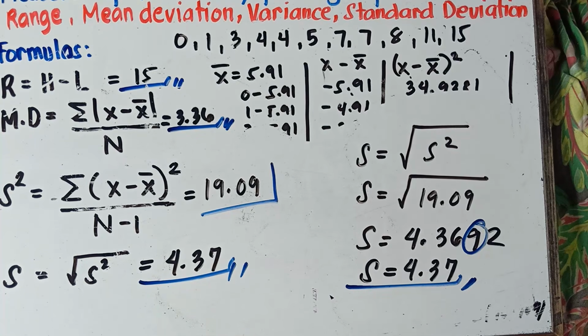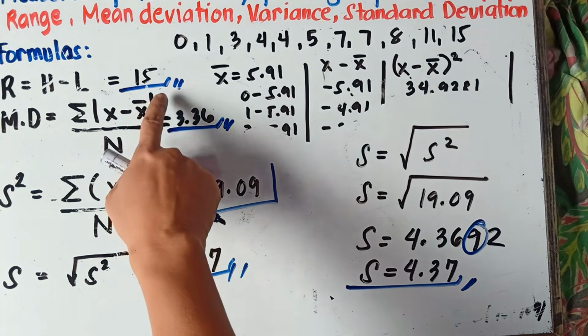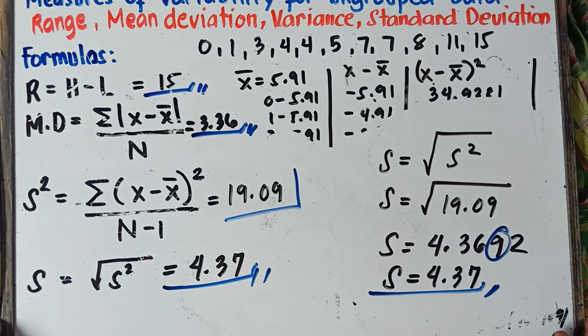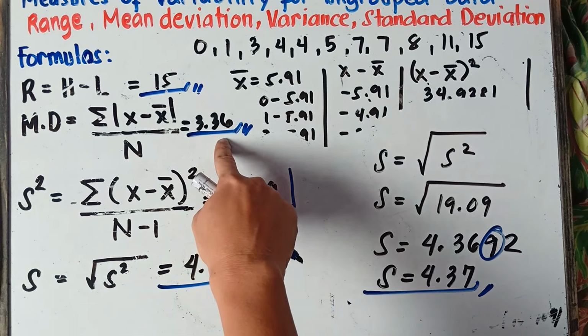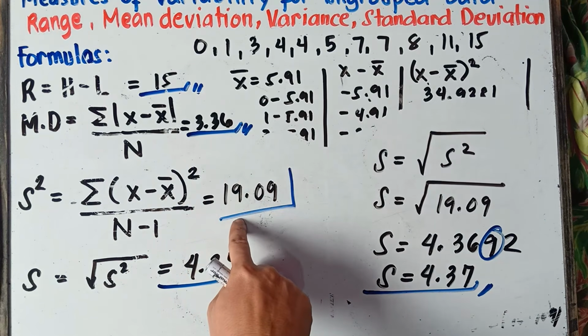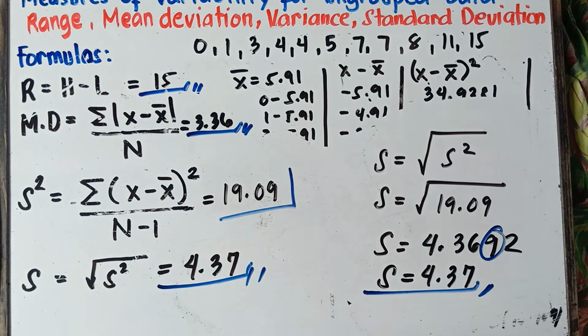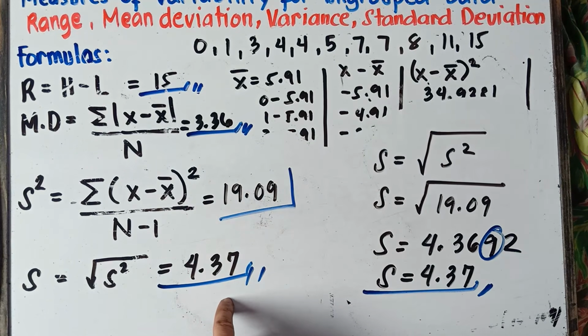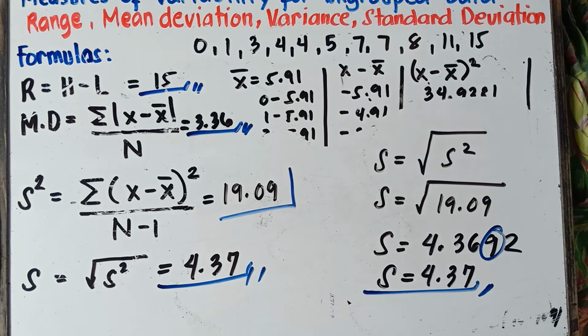That's the answer, class. For the range, we have 15. For the mean deviation, we have 3.36. For the variance, we have 19.09. And for the standard deviation, we have 4.37. And then we're all set. Once again, I do apologize, class, we don't have enough space, so I do apologize for our solution. I hope you understand.